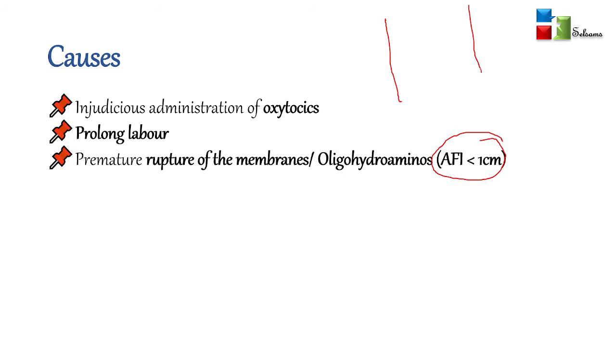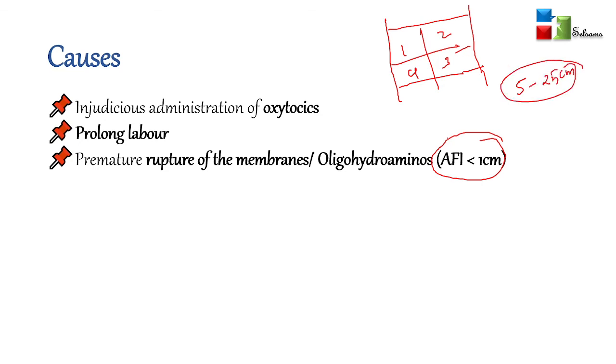Ultrasonography is done on the abdomen, and it is divided into 4 quadrants: 1, 2, 3, 4. Through ultrasound, we can find out how much fluid is present. Almost all the pockets should have 5 to 25 centimeters, which is normal. This is called the amniotic fluid index, and if it is less than 1, almost all the fluid has leaked out, only less than 1 centimeter. In that case, this constriction ring occurs.